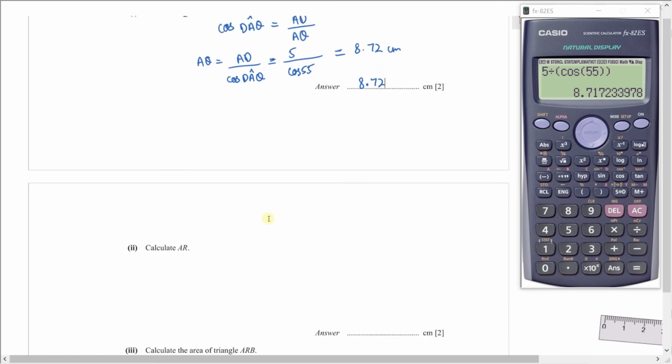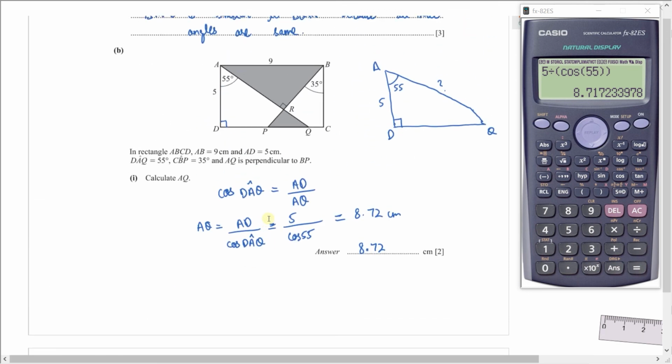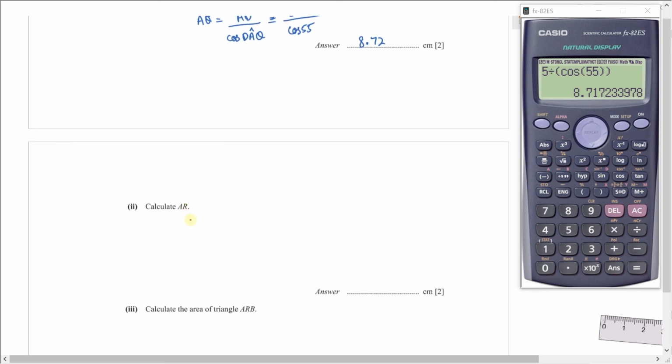The next part is calculate AR. So AR is this length here. If you look at this triangle ARB, it is also a right angle triangle. This angle is given as 90 degrees. And since this is a rectangle, this full angle is 90. And this angle here will be 90 minus 55. So let's first calculate angle RAB. Angle RAB will be 90 minus 55, which is 35.